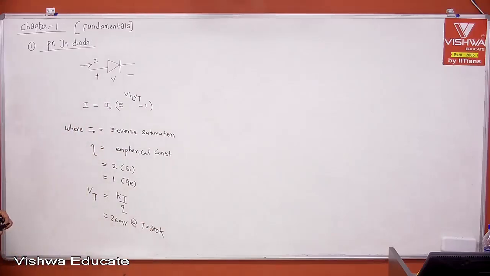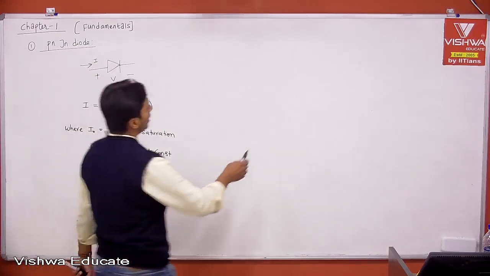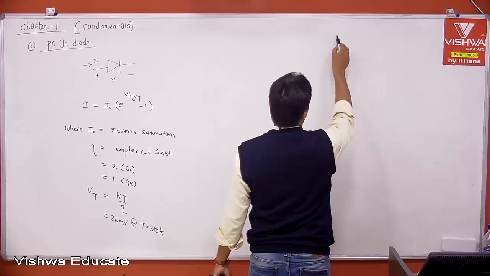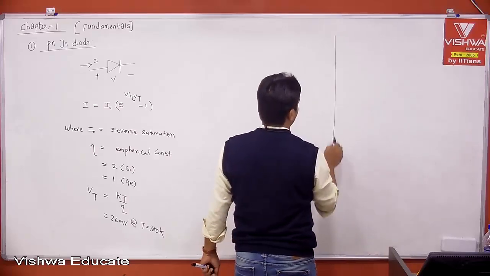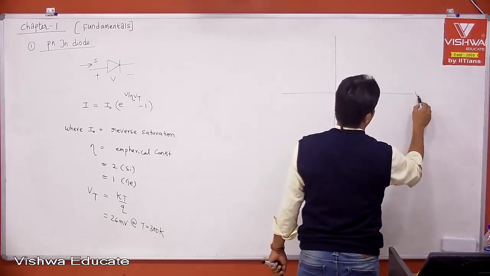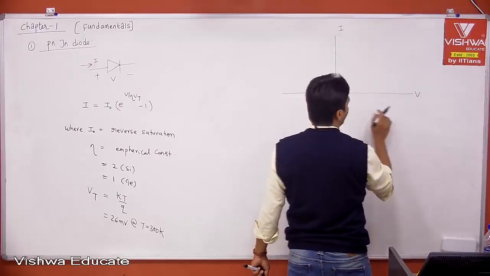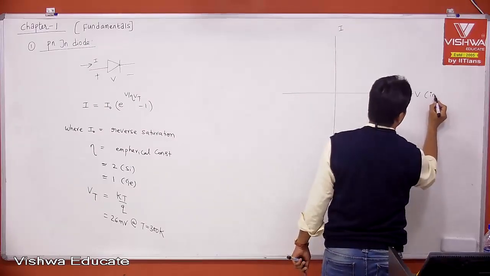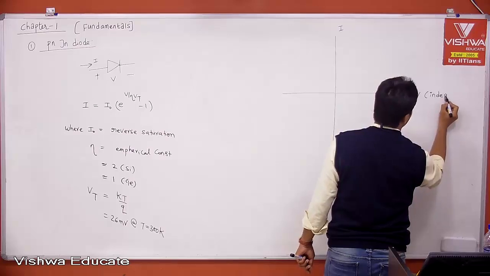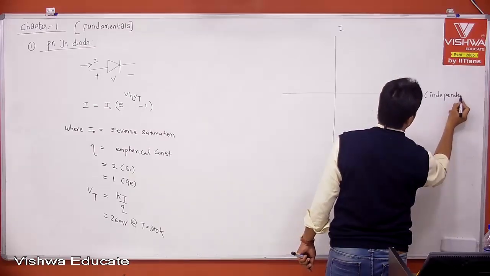Okay, now if I plot the VI characteristics, this is V, the voltage across the PN junction diode, and then current. Therefore, here what is independent? Here this is independent. I told you, right? Indirectly we are characterizing your PN junction diode.